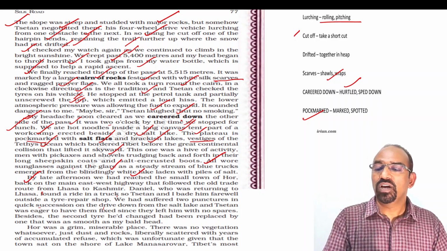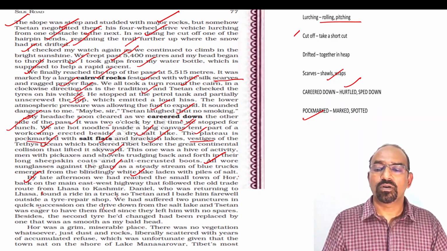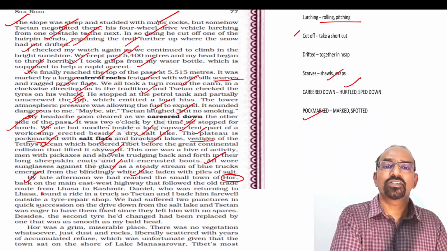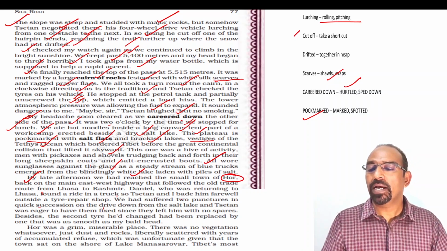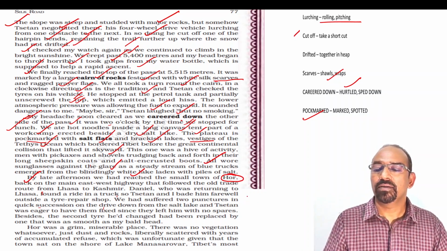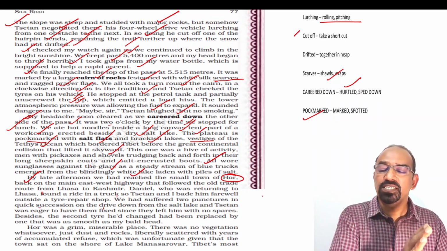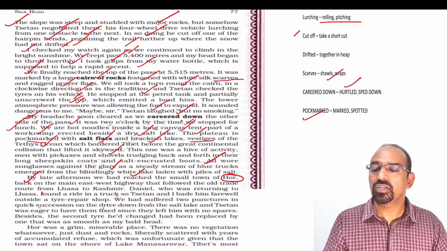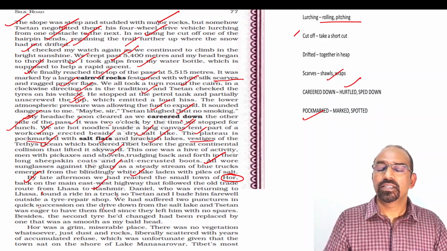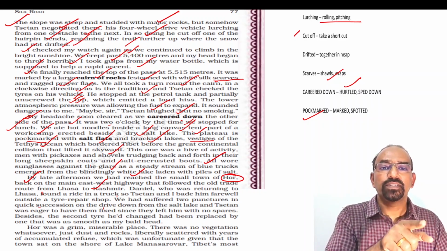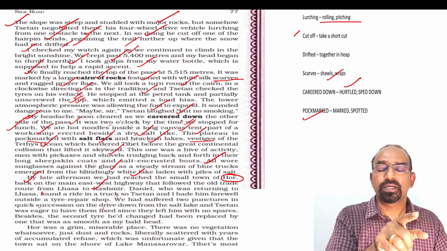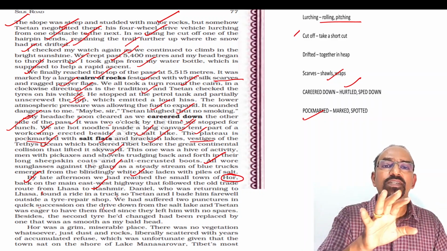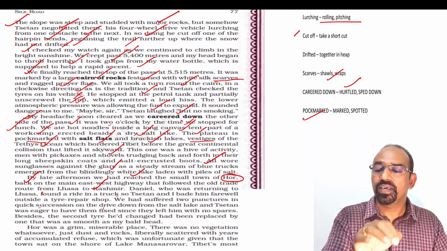By late afternoon, we had reached the small town of Hor, back on the main east-west highway that followed the old trade route from Lhasa to Kashmir. This route is a part of the Silk Route, one of its branches that started from here.